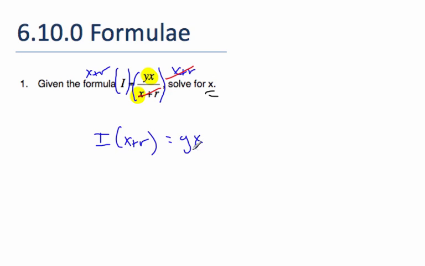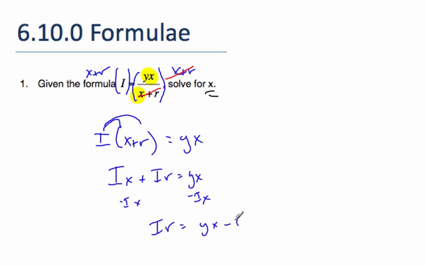I got x on both sides. I would expand out those brackets to start with, I think. So we're going to get ix, add ir. And then if we're going to try and get our x's together, we need to get them on the same side. So I would probably take away ix from both sides. And so I have ir is equal to yx minus ix.